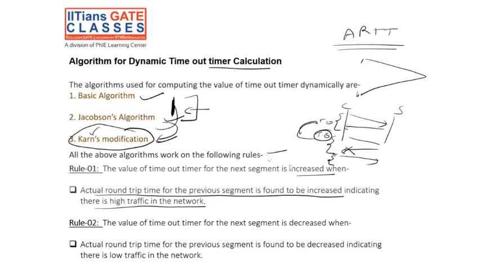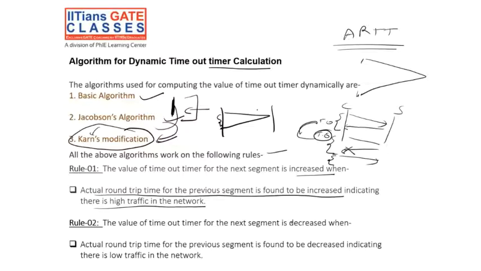So this way we apply our algorithm when the actual round trip time for the previous segment is found to be increased. It means, if you see this one here, this is the round trip time, and now your timeout is up to here. This is increased somehow.